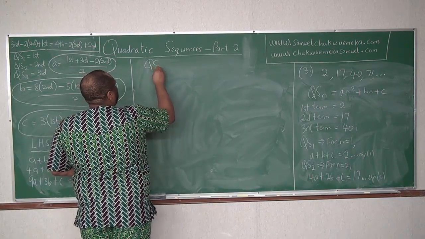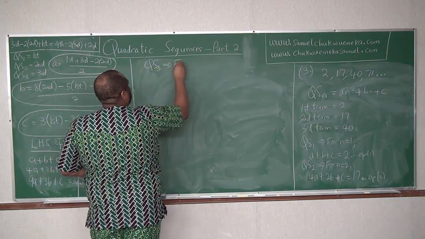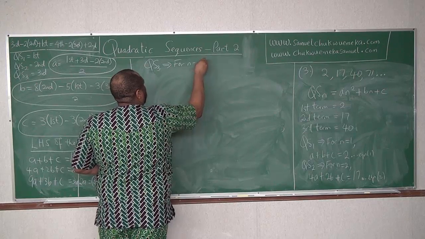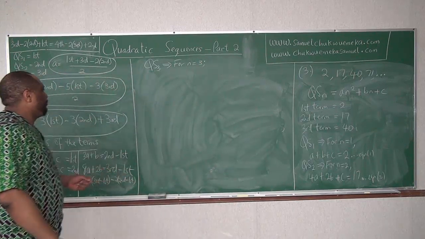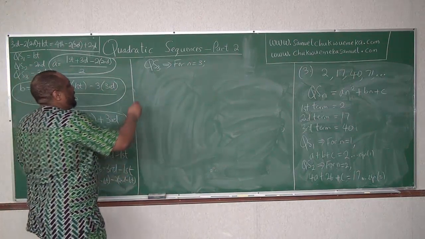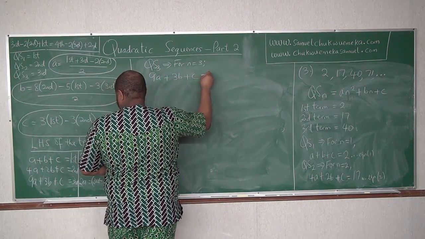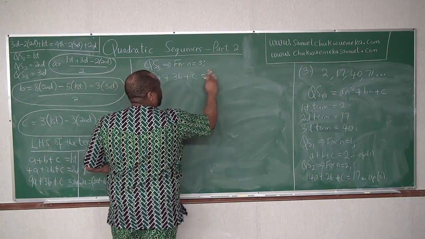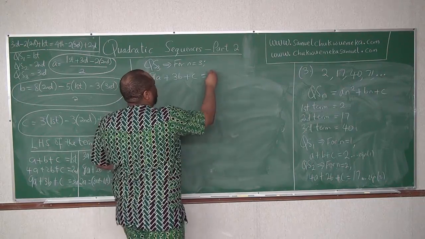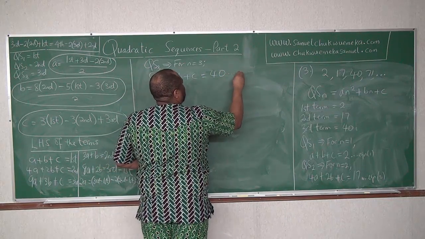Q(3) implies for n equal to 3, the third term. So we have 9a plus 3b plus c equal to the third term, which is 40. Call this equation 3.